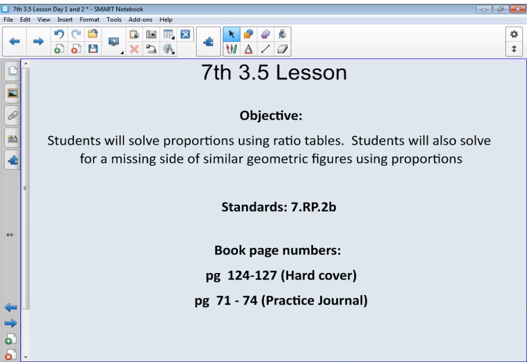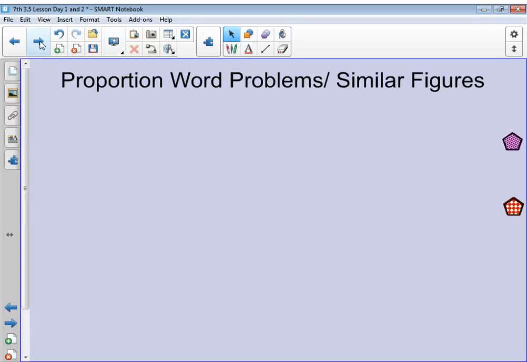The page numbers out of the hardcover book are pages 124 through 127, and out of the practice journal, pages 71 through 74. Really, most of this lesson is an extension of stuff that we've done out of the book. So you'll be using more of a worksheet off of this one.